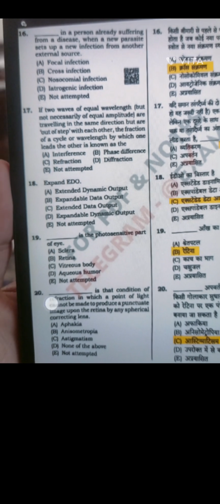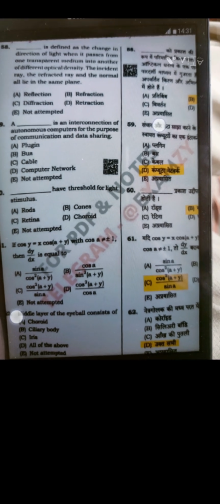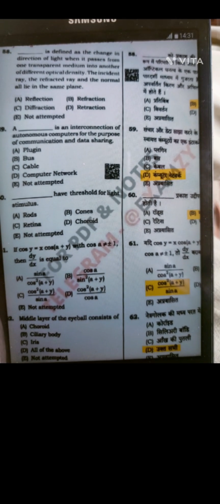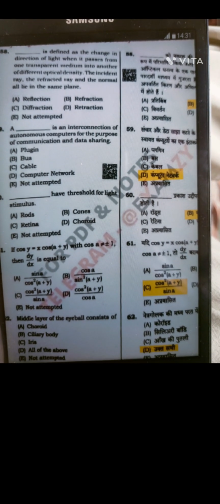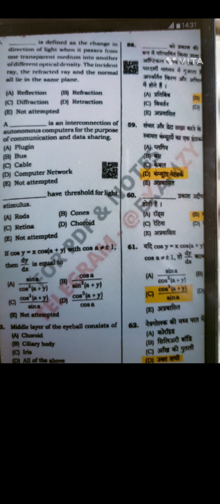So now the next question is: Refraction is defined as the change in the direction of light when it passes from one transparent medium to another of different optical density. The incident ray, the refracted ray, and the normal all lie in the same plane.